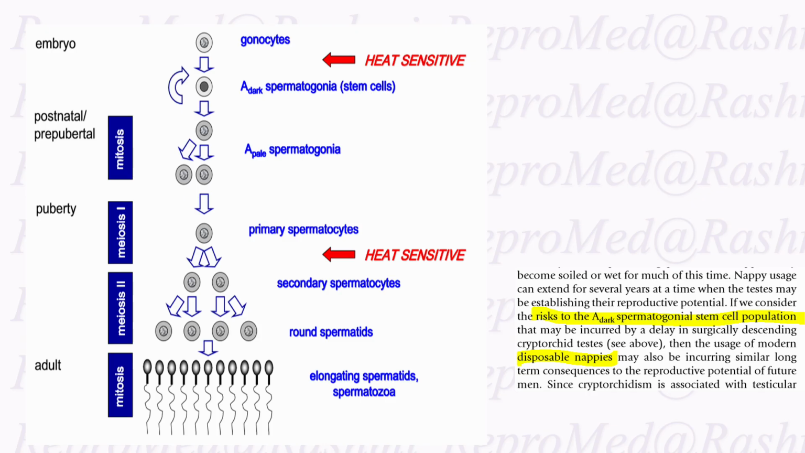The spermatogonial cells are extremely heat sensitive. Any temperature more than 2 to 3 degrees centigrade above the scrotal temperature can lead to damage to the dark spermatogonia, which are the precursors for further spermatozoa formation, like the excessive use of disposable nappies and the excessive use of sauna, exercise, tight underwear. All these things can lead to damage of the spermatogonia and ultimately result in azoospermia.